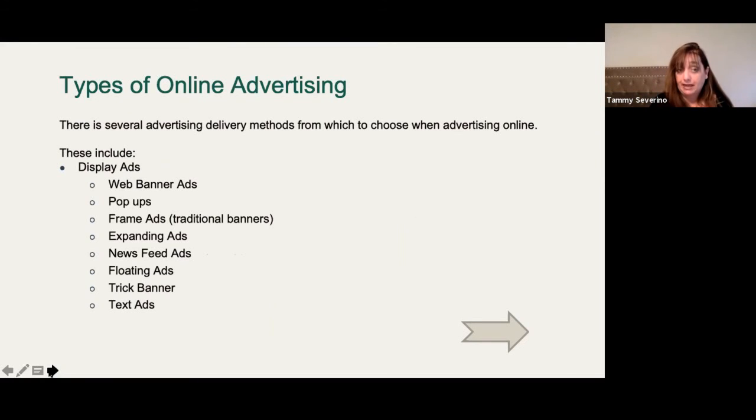So you have display ads. Those include web banner ads. They include pop-ups, traditional banners, which are called frame ads, expanding ads, which when you click on them, they drop down and they get larger. News feed ads, which, as you're reading the news, you see little ads in there that almost look like another news article, but it's actually advertising. And up in the very corner, it will usually say ad. Floating ads, trick banners, and text ads. And we can talk a little about what each of these are.